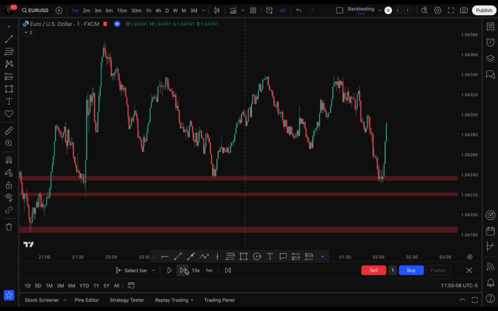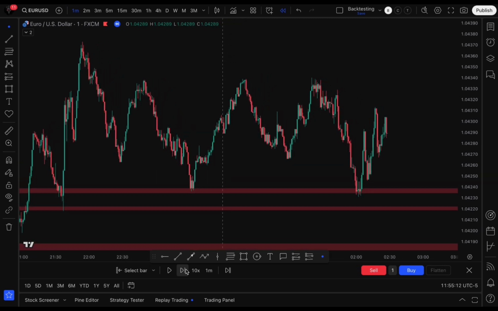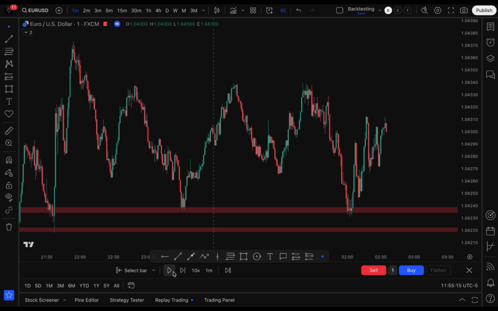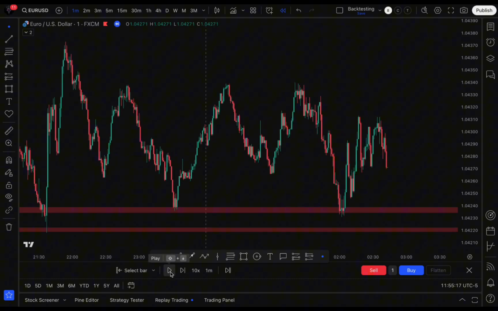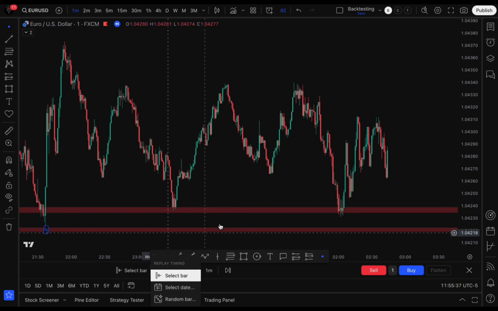So the market is pulling back. As you can see, you can easily either automatically play, and it jumps to the real-time chart right now. We don't want to do that. And we can adjust the replay speed and move one candle forward, do it automatically, and we can select a bar when we're going back, or we can select a date or even a random bar. So these are the options that TradingView replay mode gives you.